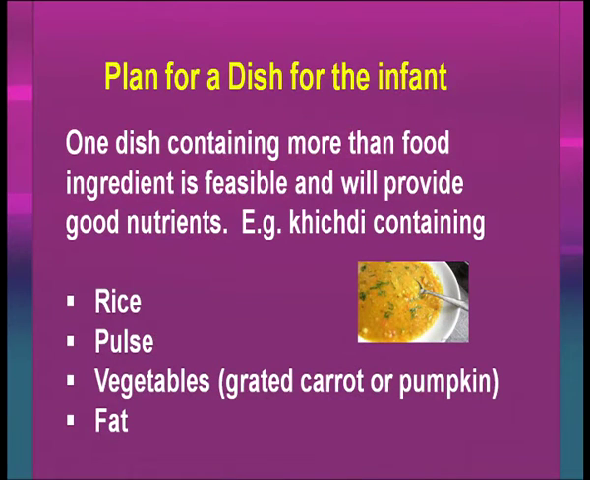So, one dish can be prepared for the infant because variety of foods cannot be eaten by the infant because he or she is also dependent on others to feed. So, what you can do is give nutrient dense food also. So, example is shown here. You can prepare the khichdi containing the rice, pulse, vegetables in a grated form and some amount of fat can be added to it.